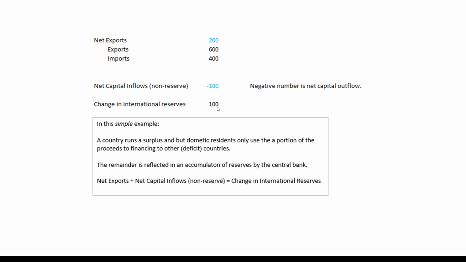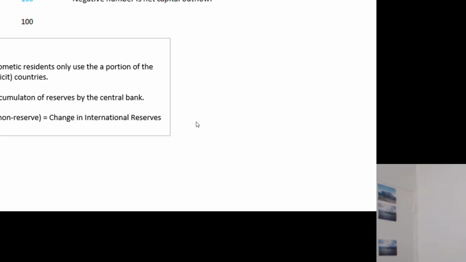So in any event, what have we done here? You always want to keep in mind that net exports equal net capital flows, the non-reserve portion. Net exports plus net capital flows is equal to the change in reserves, and we'll be linking this to the exchange rate. In the next video, we'll be linking up net exports, net capital flows, reserves, and the exchange rate. Thank you very much.